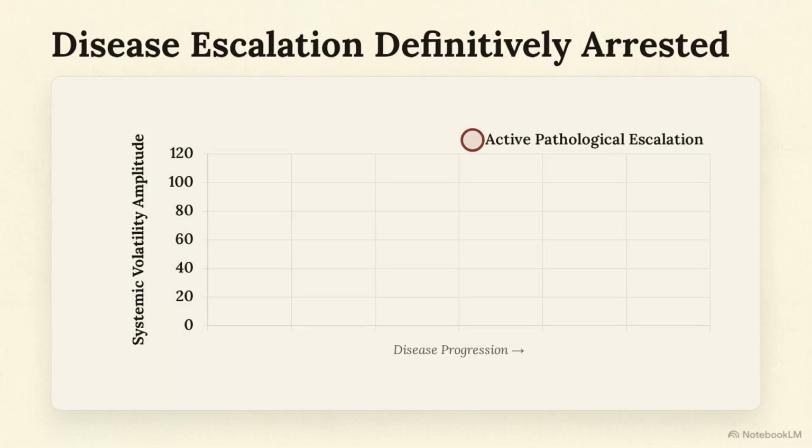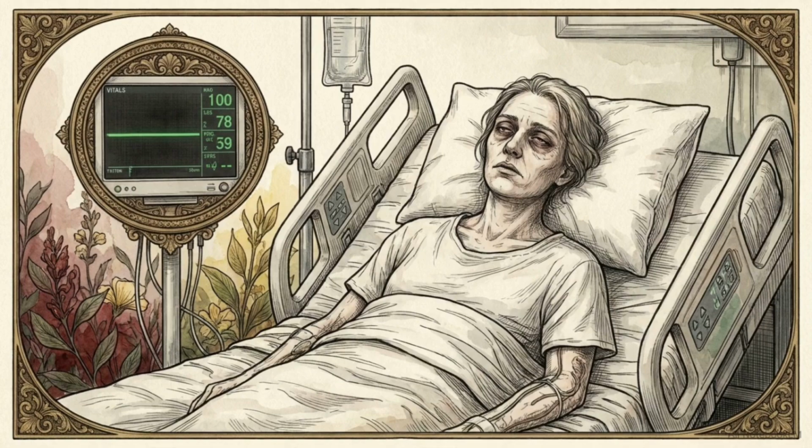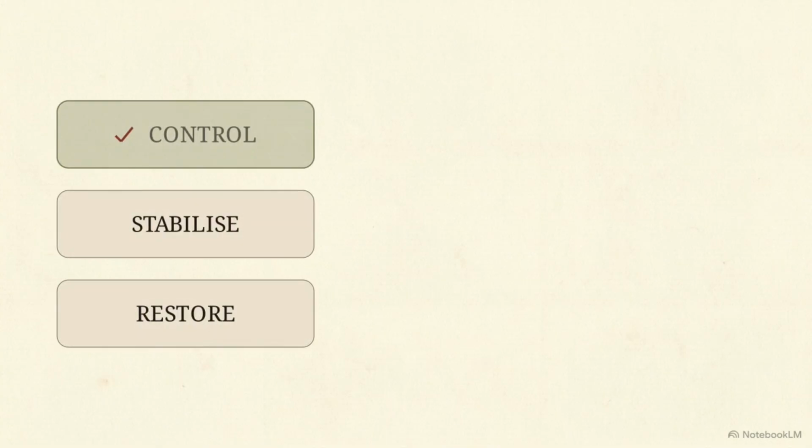We know this phase is successful only when the disease escalation has definitively stopped. The patient may be entirely exhausted, but the acute threat is contained. Phase 1 preserves life and prevents systemic destruction. With the fire out, we move to the yellow section, stabilize.